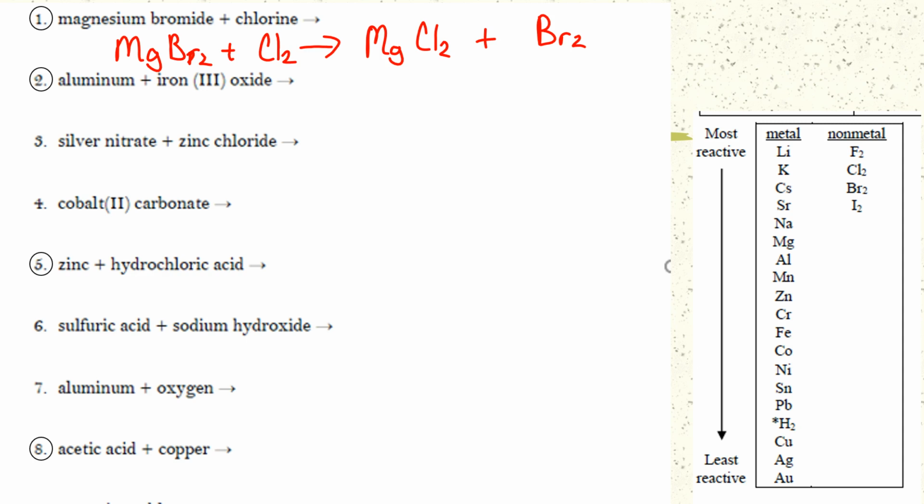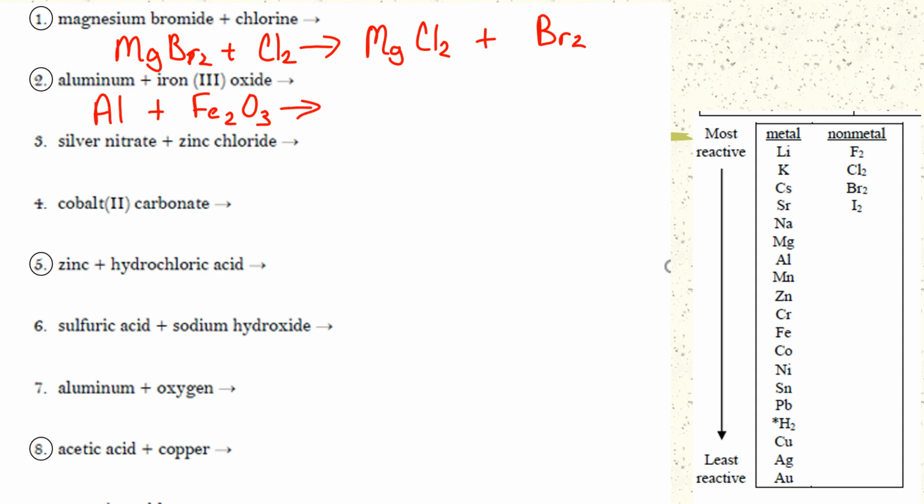All right, looking at number 2, we have aluminum plus iron 3 oxide. So that means this one is going to be Fe2O3. Is everybody with me of why I wrote Fe2O3? Oxygen always has a 2 charge. Iron has a 3 charge in this one, so I have to flip and drop them down.